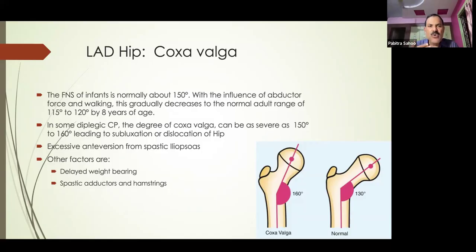and also the action of the spastic iliopsoas and the delayed weight bearing, spastic adductors or hamstrings, all these lead to the development of coxa valga. So these corrections happen if the child starts walking in the early stages. The late walkers develop coxa valga.